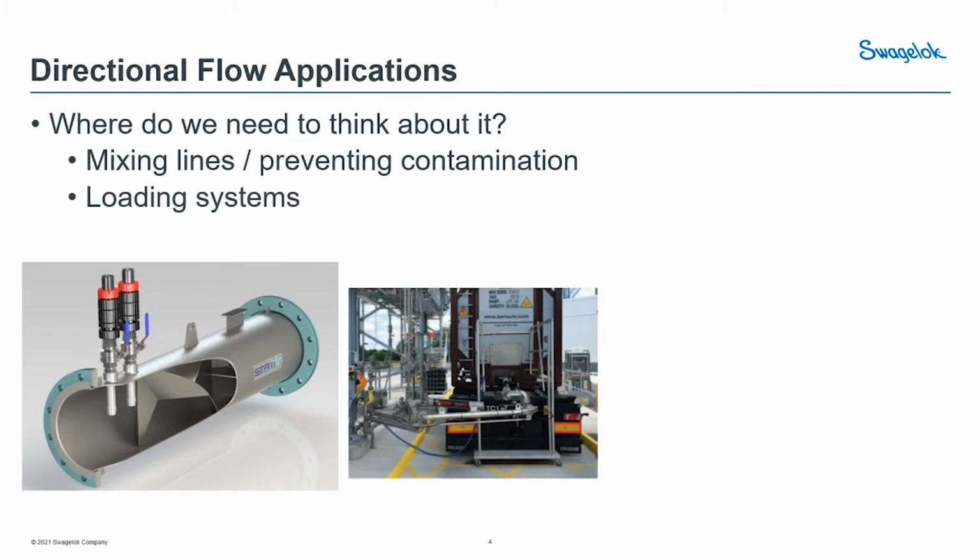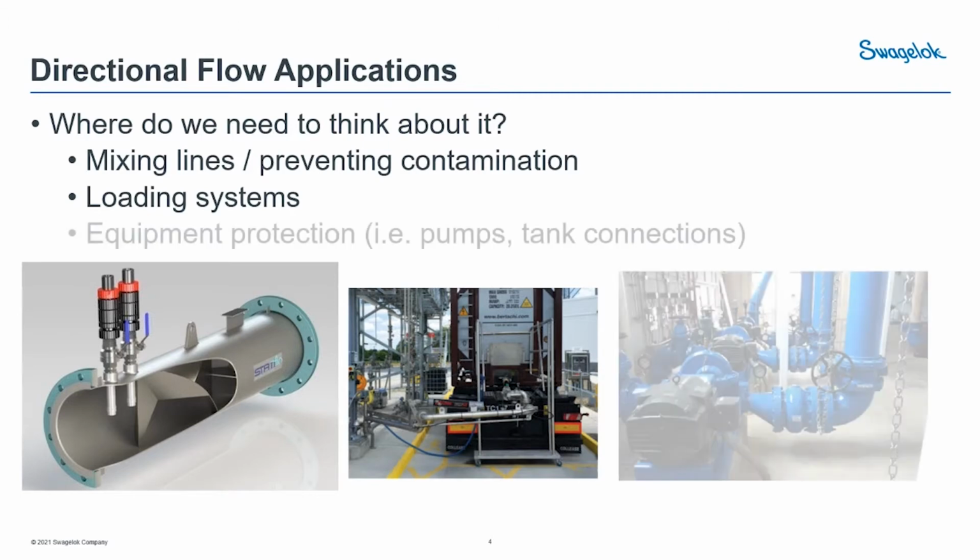Loading systems are another common one. So an example of this is bottom loading of trucks. A lot of people top load to avoid this. But again, if you're loading this truck, you have a pump sequencing issue, something happens, and all of a sudden you have the static pressure of the pump pushing back, or the truck pushing back into your system. You want to avoid that. So again, that's a spot where we want to think about directional flow.